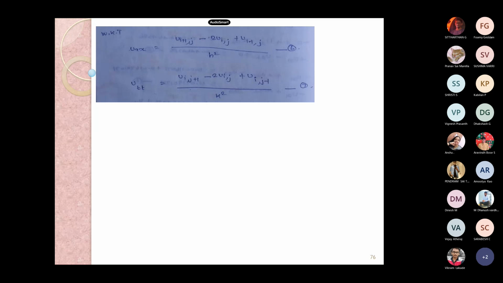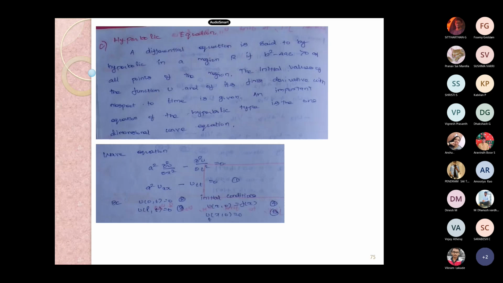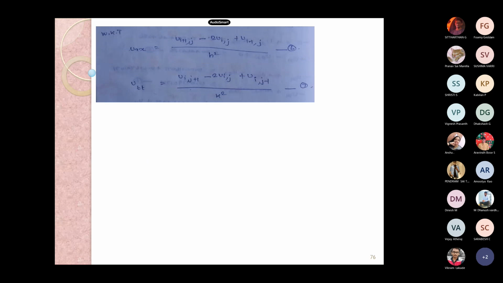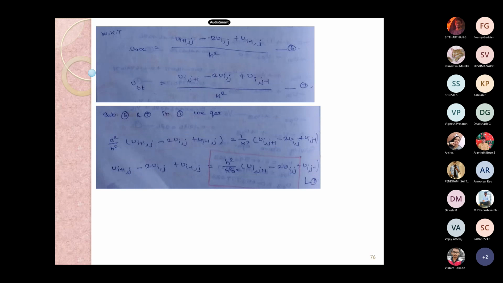Therefore, we will apply u_xx and u_tt in the basic function, a square u_xx minus u_tt is equal to 0. In that equation, we will apply the abbreviations for u_xx and u_tt. Substituting 6 and 7 in equation 1, we get the coefficients. On the LHS we have coefficient a square by h square, and on the RHS we have coefficient 1 by k square. Accumulating the coefficients on one side, we get h square by k square a square.